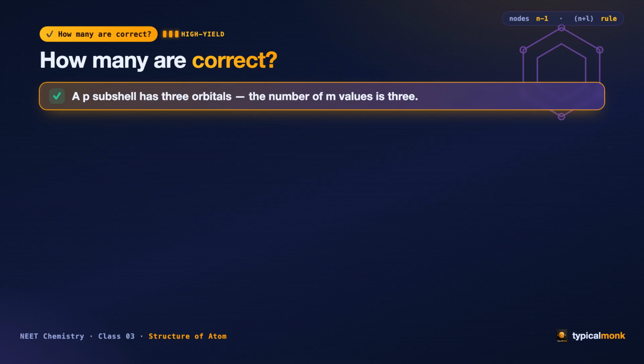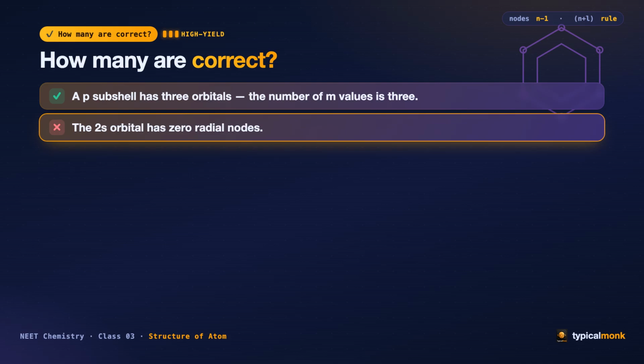Here's a favorite new NEET format. I will read some statements. You silently count how many are correct. Statement 1. A p subshell has 3 orbitals, so the number of magnetic quantum values is 3. Hold your verdict. Statement 2. The 2s orbital has 0 radial nodes.